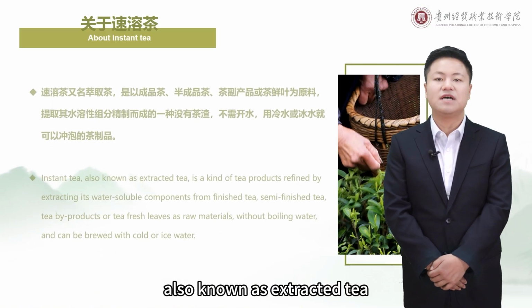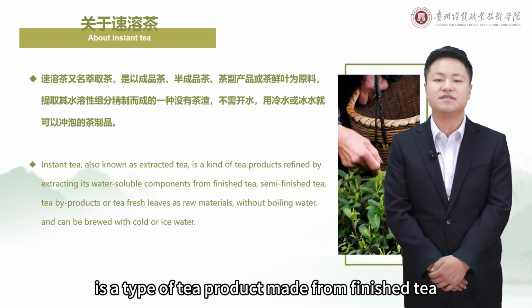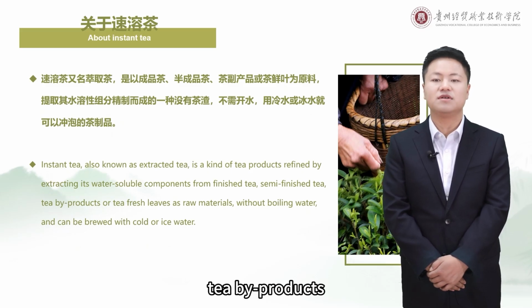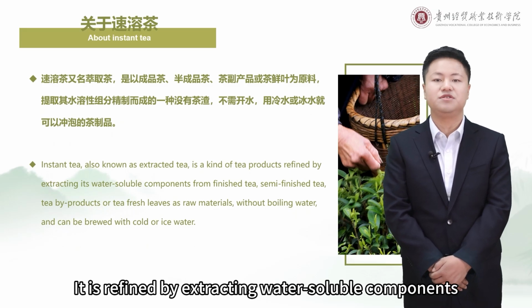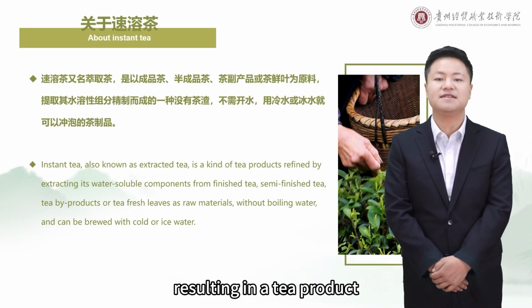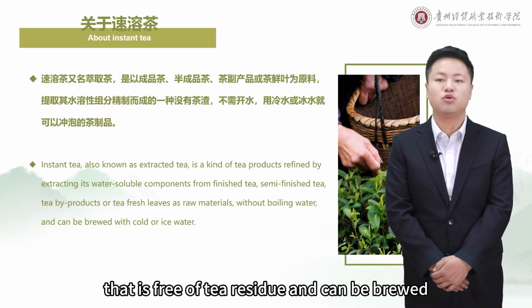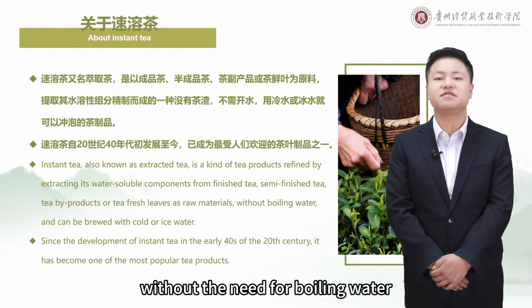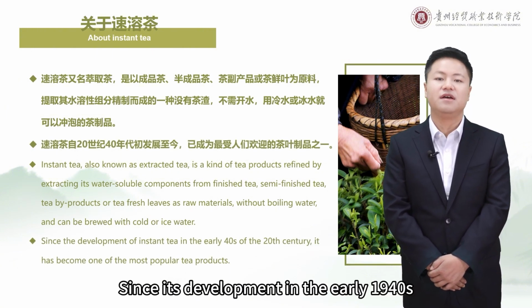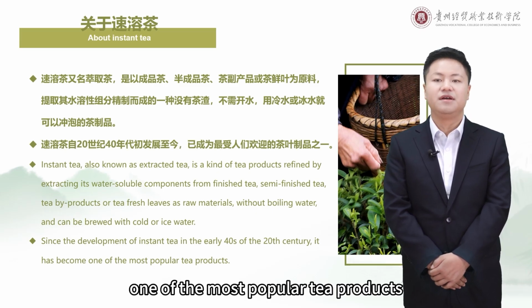Instant tea, also known as extracted tea, is a type of tea product made from finished tea, semi-finished tea, tea byproduct, or fresh tea leaves. It is refined by extracting water-soluble components, resulting in a tea product that is free of tea residue and can be brewed with cold or ice water without the need for boiling water. Since its development in the early 1940s, instant tea has become one of the most popular tea products.